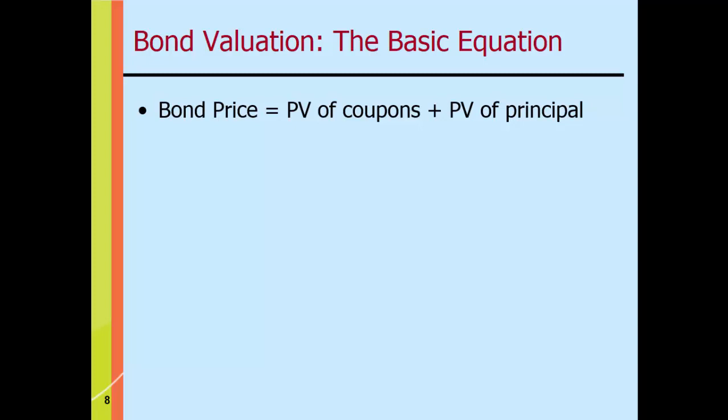The bond price is simply the present value of all the coupons, the interest payments, and then the present value of the principal that we're going to get at the end of the bond. So you can see we're going to be discounting coupons according to however many years they occur into the future, and then discounting the principal according to whenever the maturity date of the bond is.